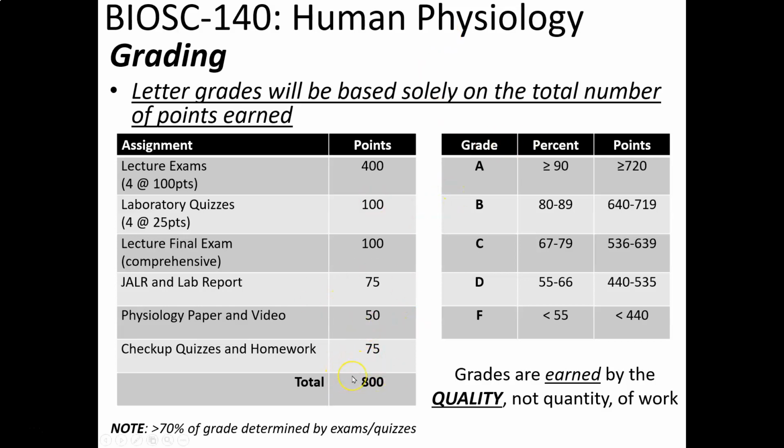There's 800 points total in the class. You have 4 lecture exams, 100 points each. That's 400. 4 lab quizzes at 25 points each. That's 100. A comprehensive lecture-only final, not lab, lecture. That's 100. You have what we call JALR, Journal Article Lab Reports, and then an actual lab report. Those are 5 assignments at 25 points each, and then a lab report at 50. You have a physiology paper and video. The paper is 25, the video is 25.